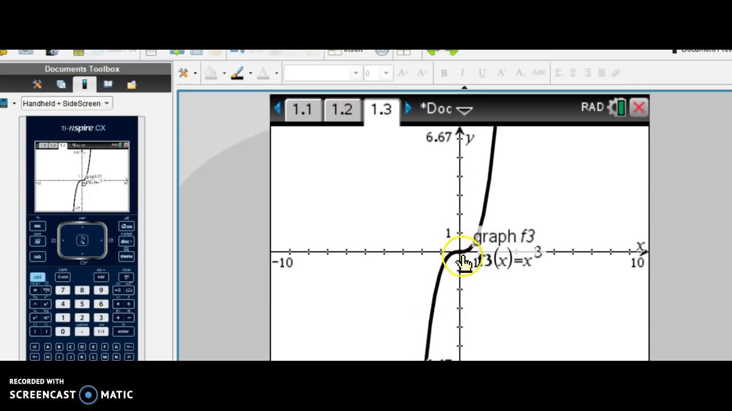That is known as your cubic function. It will always go through 0, 0, and it will always start in the bottom left and then curve up to the top right. So that graph is always in quadrants 1 and 3.